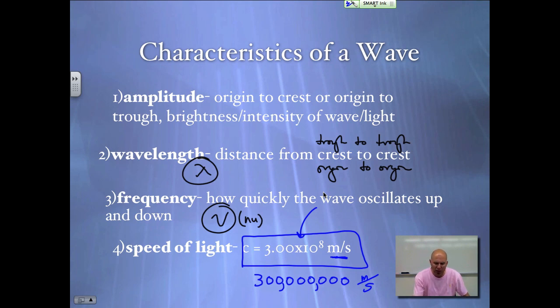I do want to mention before I move away from frequency, the units are usually 1 over s, which is cycles per second. Hertz is the SI unit, but I commonly use 1 over s just because it's talking about cycles per second, how quickly it moves up and down.